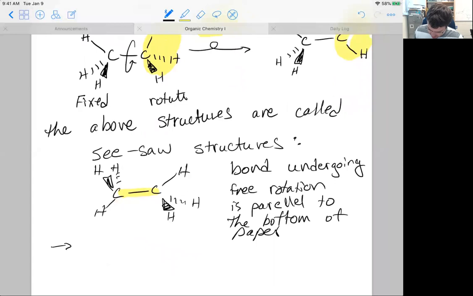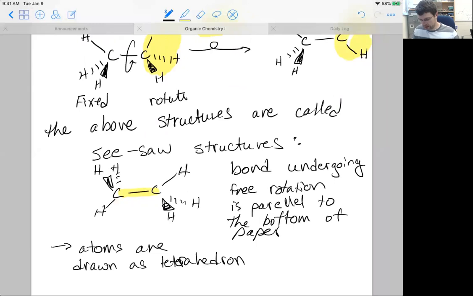Additionally, the atoms are drawn as tetrahedron. So each of the atoms is drawn as a tetrahedron. Okay, so it's two tetrahedral centers connected by one straight line that is undergoing free rotation. It's always this bond that rotates, and it's drawn in the center parallel to the bottom of the piece of paper.